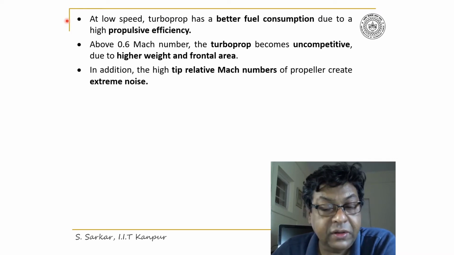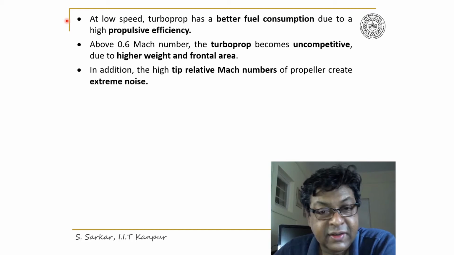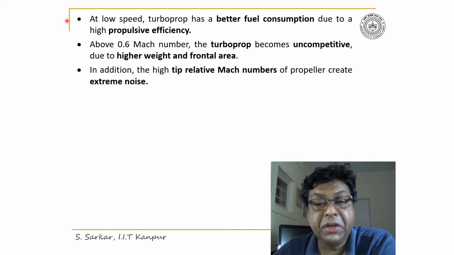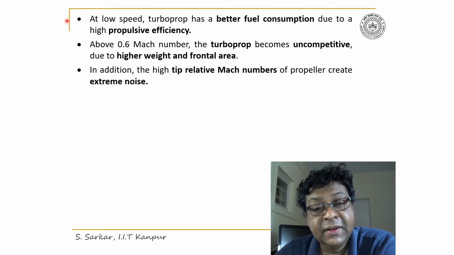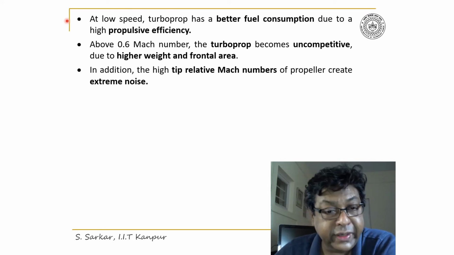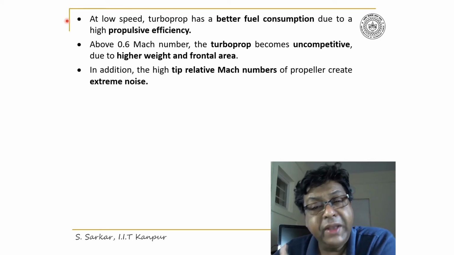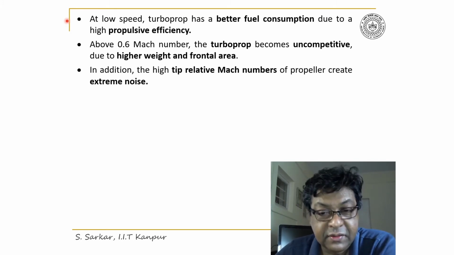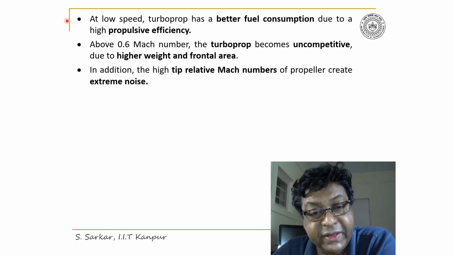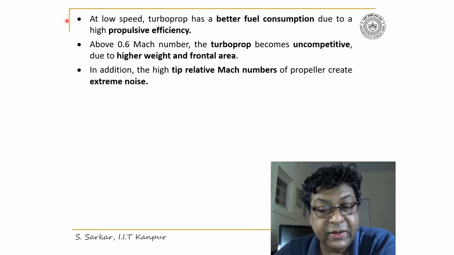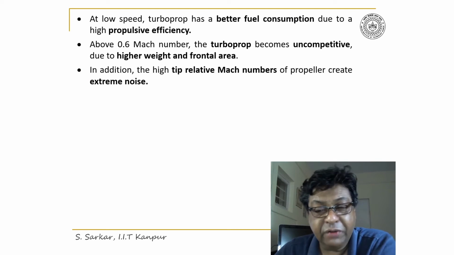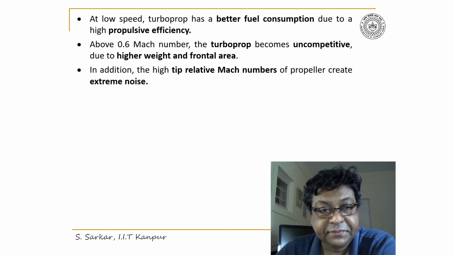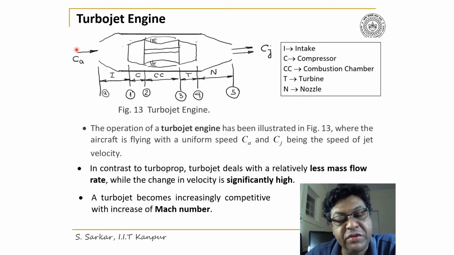Above a flight speed of Mach number 0.6, the turboprop becomes uncompetitive due to its higher weight and high frontal area. In addition, the high tip speed associated with the high tip relative Mach number of the propeller creates extreme noise. So these are the good and bad points of turboprop engines. I'll now discuss the turbojet engine.